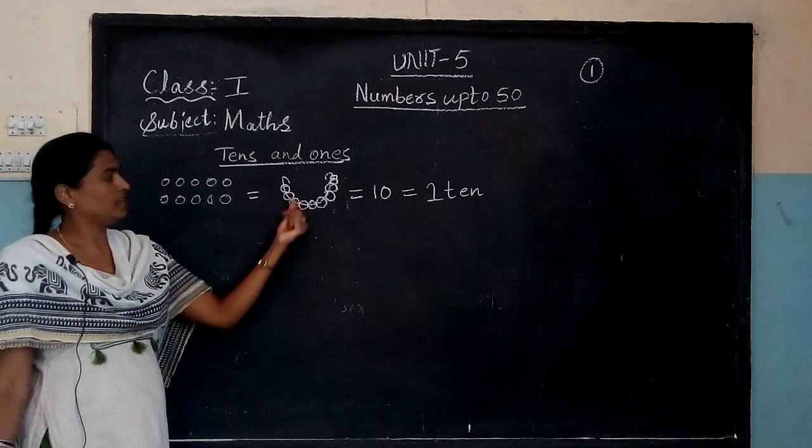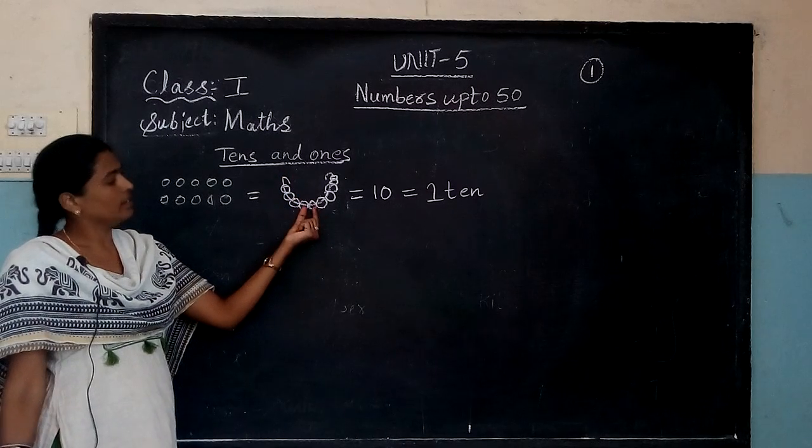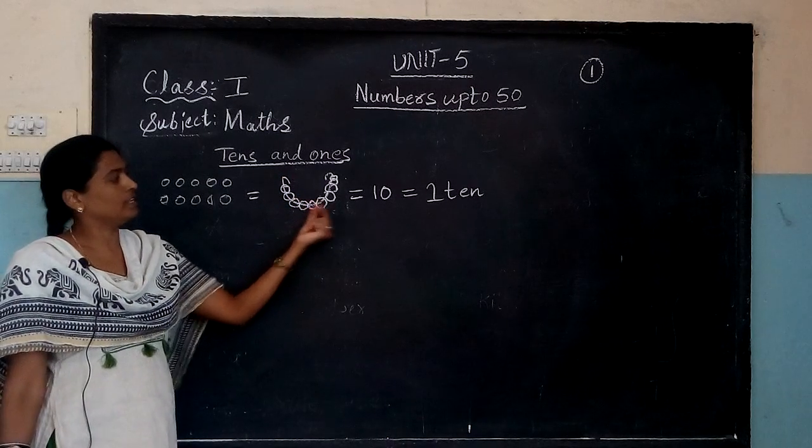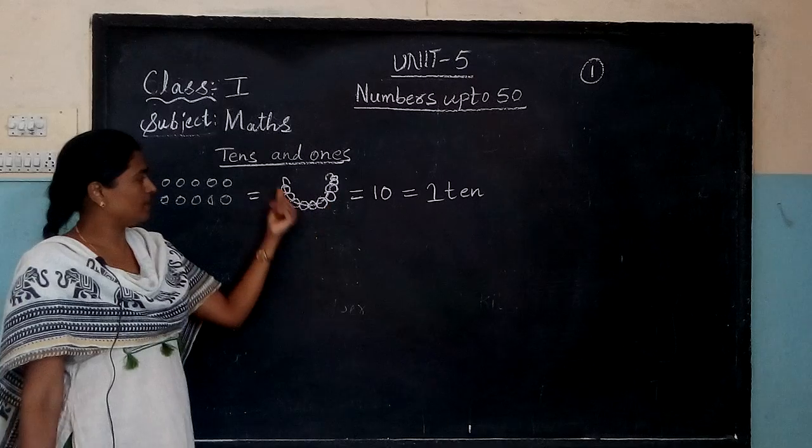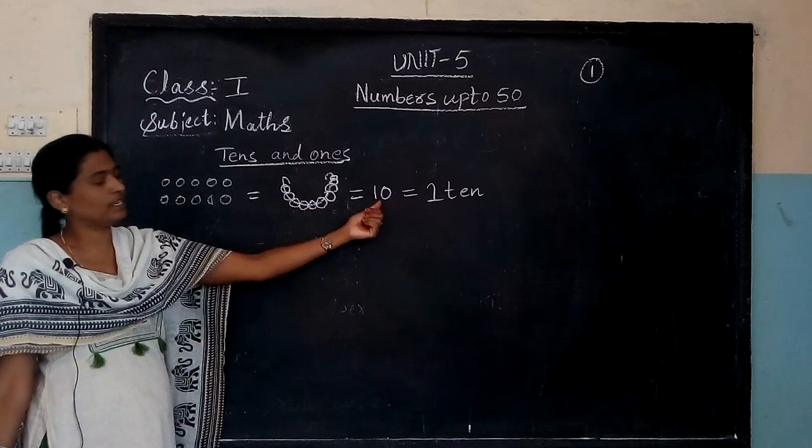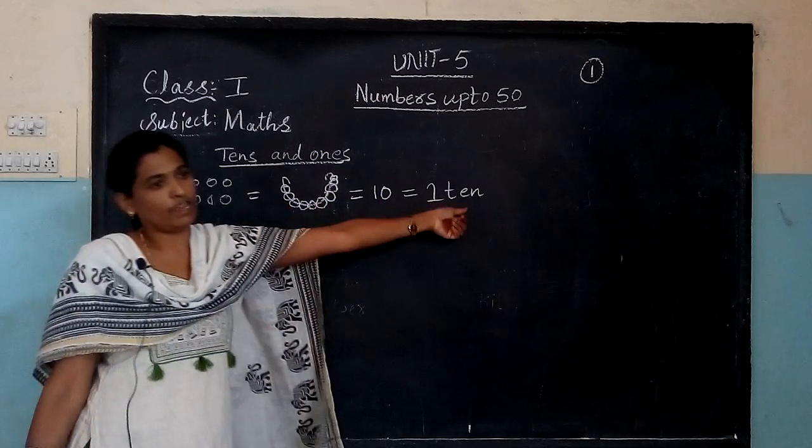How many are there in a group? That means in one garland how many are there? 10 is equal to 10. Here in this garland, one bunch, how many are there? 10 are there.